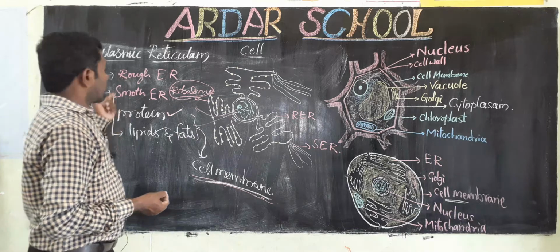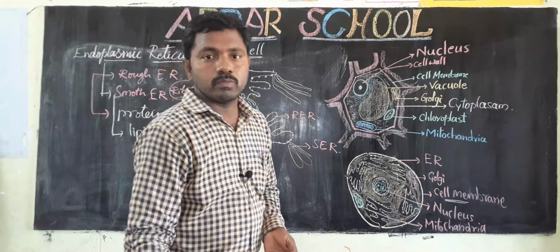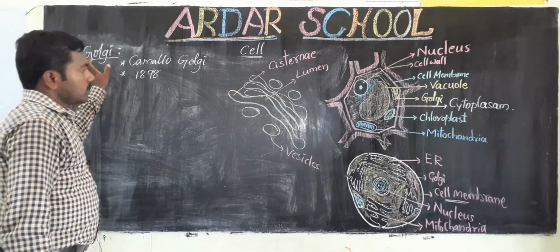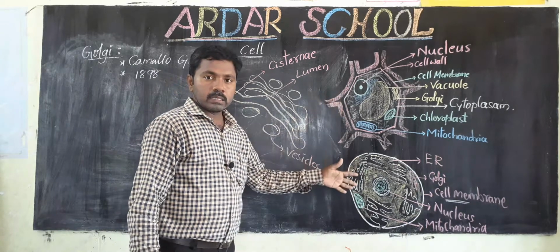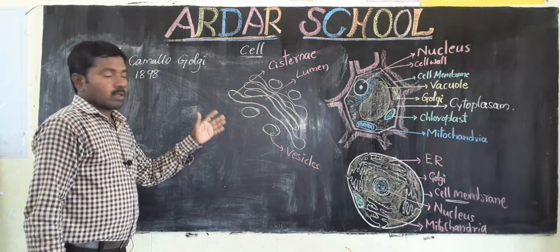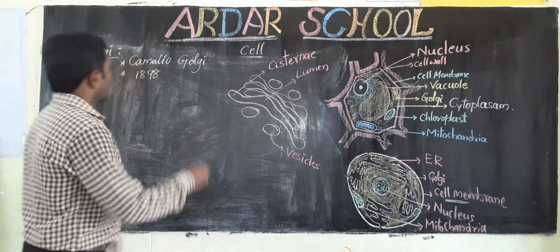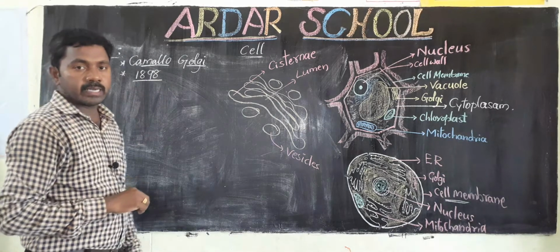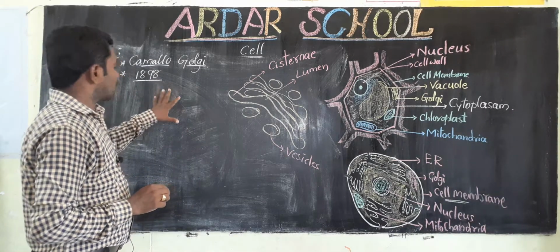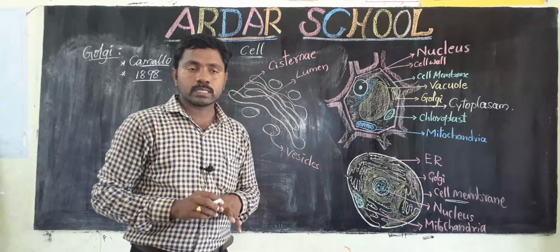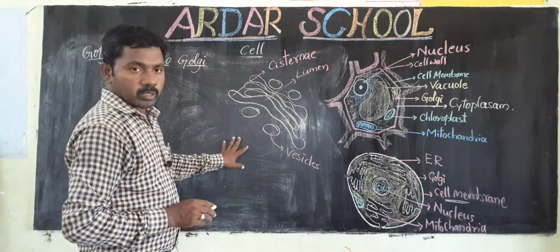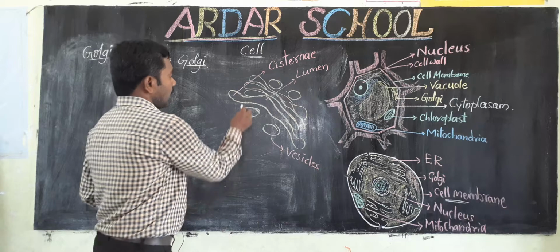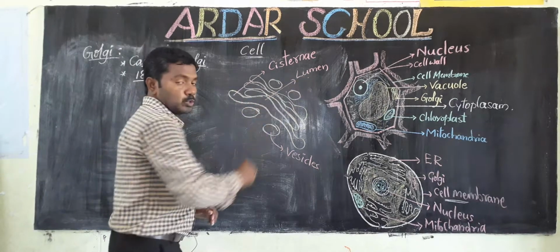Next one, Golgi bodies. Next children, Golgi bodies. These are present in both plant cells and animal cells. So who found these Golgi bodies? Camillo Golgi, in 1898. He observed them under the electron microscope. If you observe the Golgi bodies, they have so many layers. There is some space between the layers, which is called the lumen.